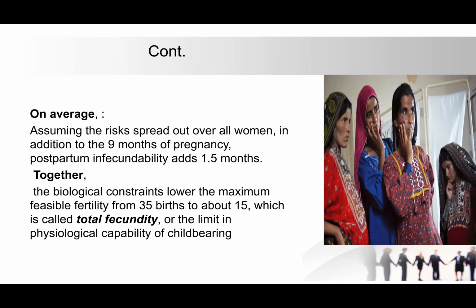On average, assuming the risk is spread out over all women, in addition to the 9 months of pregnancy, postpartum infecundability is about 1.5 months. Together, the biological constraints lower the maximum feasible fertility from 35 births to about 15, which is called total fecundity, or the limit in physiological capability of childbearing.